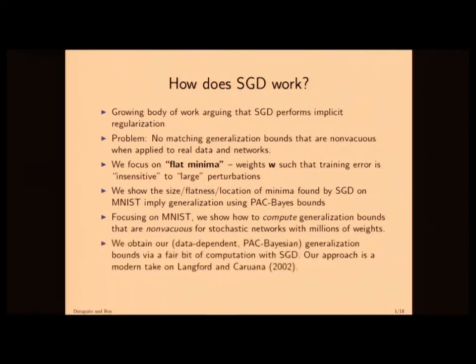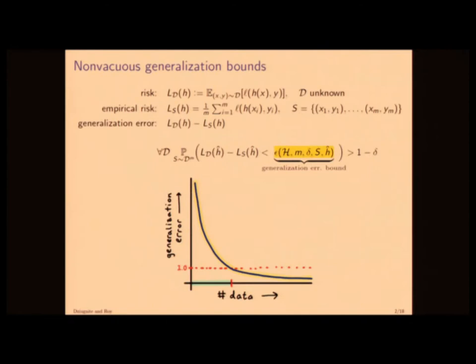We're going to obtain these bounds using a fair bit of computation, which is a little different from what is typical in the generalization bound community. We're actually going to run SGD to obtain these bounds, and that's going to take hours. The approach I'm going to describe is very similar to something proposed by Langford and Caruana at NIPS in 2002, but they were applying it to neural networks with three hidden nodes.